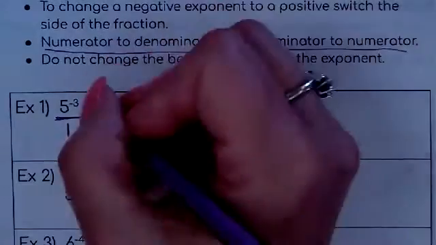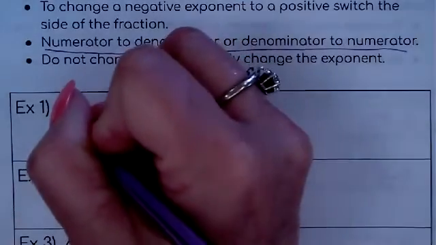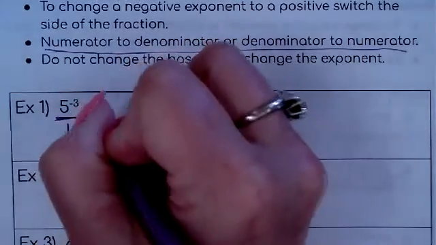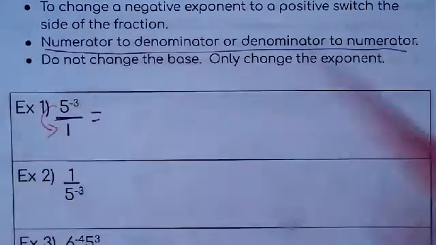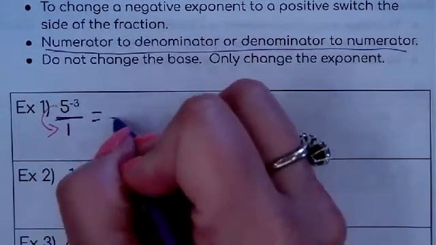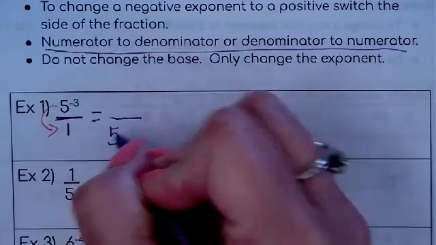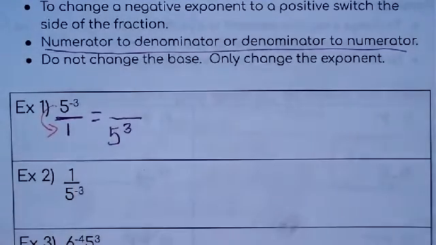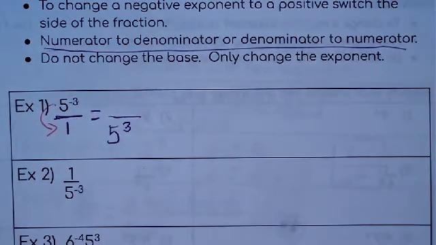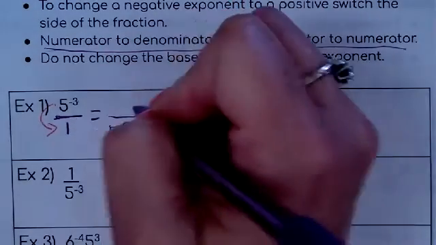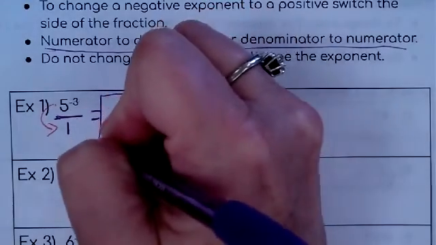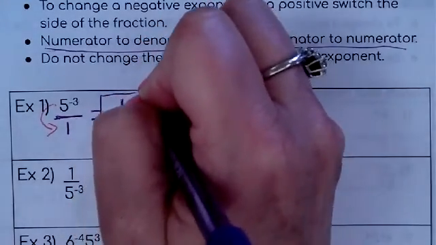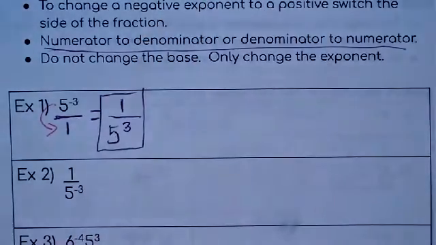So if I want to change this negative 3 on this 5 to a positive, I'm going to take it and literally flip it to the bottom down here. I put the 5 to the third on the bottom, and I change the sign from a negative to a positive. That means now there's nothing left in the numerator, so I just put a 1 placeholder. And that would be my answer. And yes, that is all there is to it.